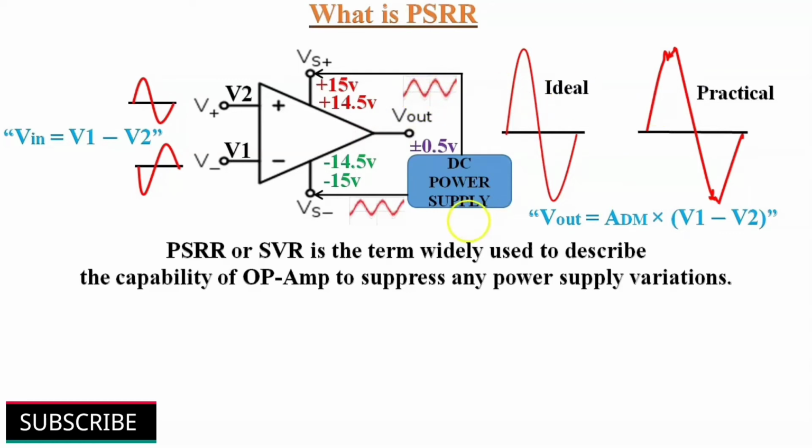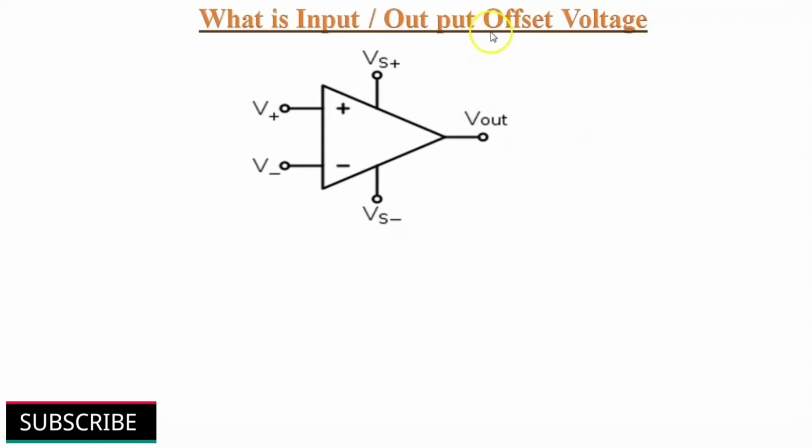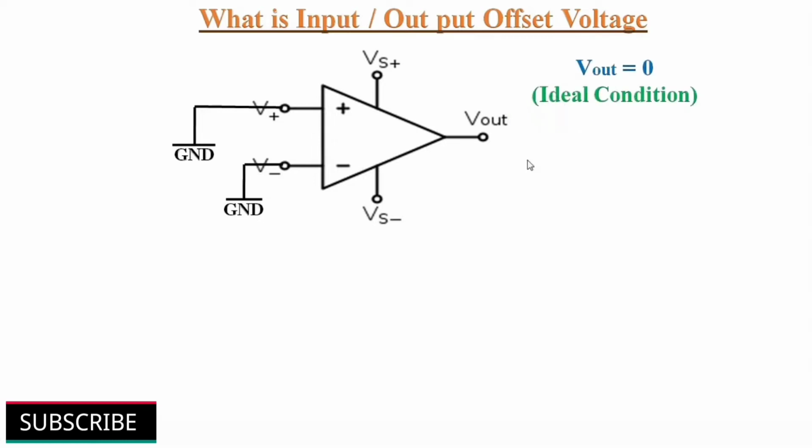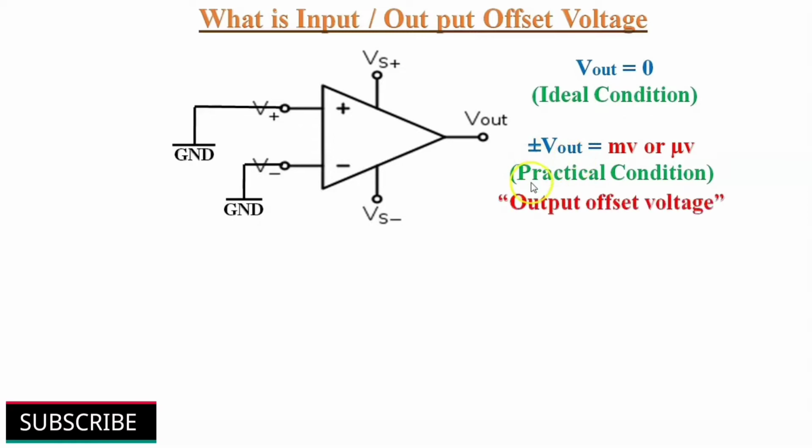Before discussing more about power supply rejection ratio, first we must know some basic concepts of offset voltage of operational amplifier. In my next video, I will explain offset voltage in detail. If both input terminals of the op-amp are connected to ground or we have applied 0 volts on input, then in ideal condition we must get 0 volts in its output. But in practical condition, we will get some measurable voltage like millivolt or microvolt at its output. This voltage is called output offset voltage of this op-amp.